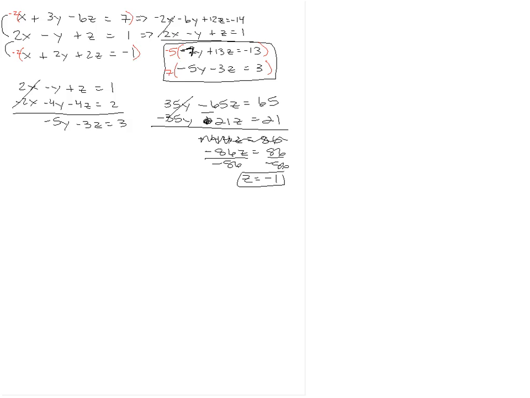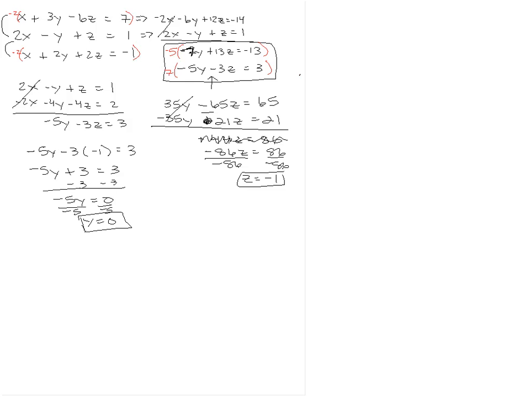Okay, we know z. So we go back to either one. I'm just going to use the second one. Negative 5y minus 3, and instead of z, I know it's negative 1, equals 3. I'm using this one right here. All right, so negative 5y plus 3 equals 3. Move the 3 over, negative 5y equals 0. So when I divide by negative 5, I get 0. So y is 0, z is negative 1.